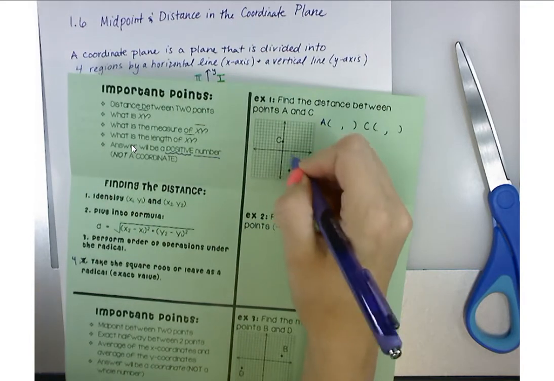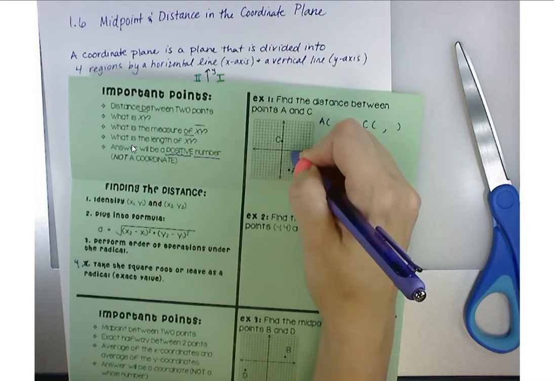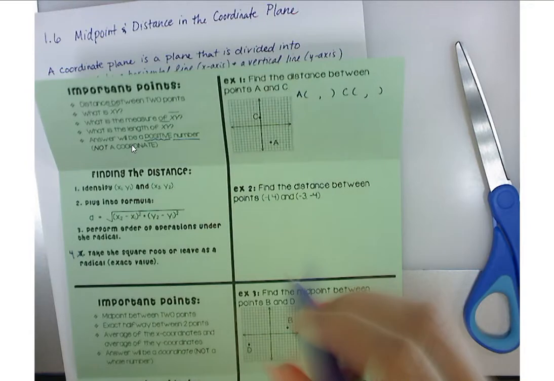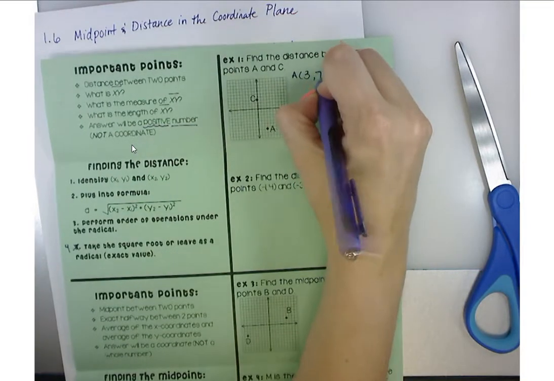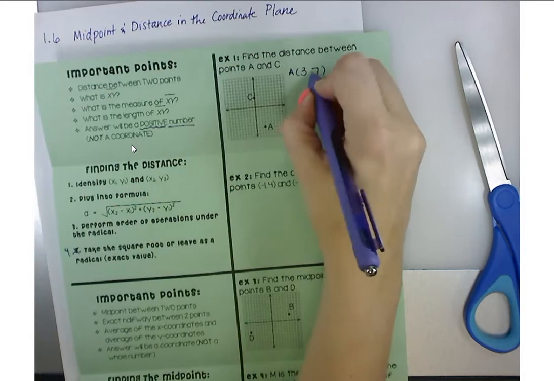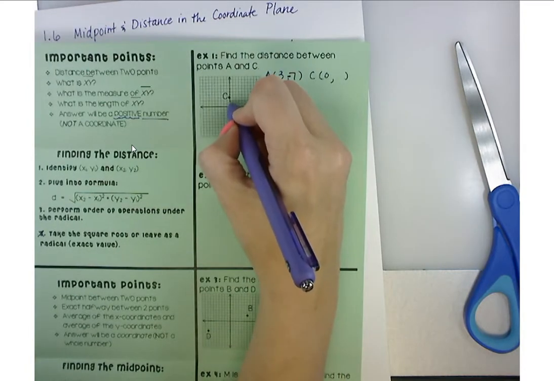So for A, you're going to find on the X, you go over 1, 2, 3, and then how many did you go down? 7. 1, 2, 3, 4, 5, 6, 7. So 3, 7. Oh, thank you. -7, because we went down. Perfect. Now for C, Matt, what did you get for your X value? Yep, 0, because you're not going anywhere left or right. And then we went up how many? 1, 2, 3.